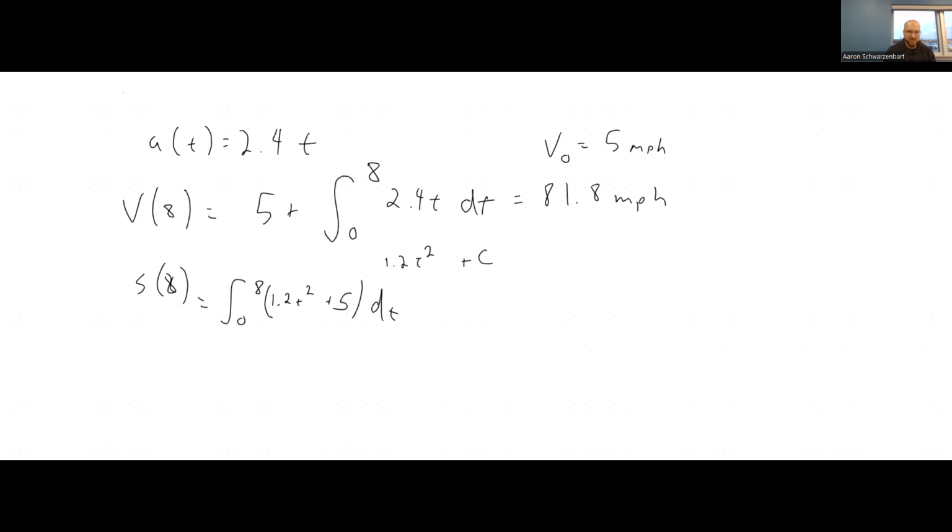And I get 244.8. So this is kind of an odd unit. So this was in miles per hour, correct? I'm accelerating for seconds. This is miles per hour times seconds.